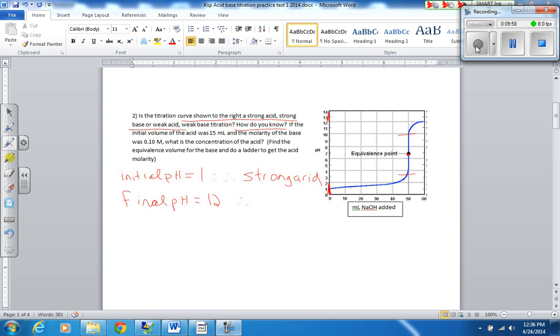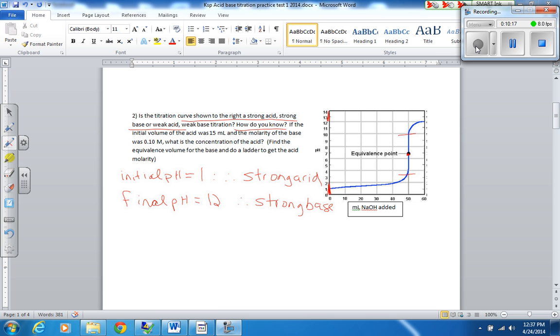Talking about the base? Yeah. It depends. If you end basic, yes, it's talking about the, oh, let me back up. Hang on. I'm going to answer that a little differently, but we'll get back to that. Let's finish this. So final pH is 12. Therefore, strong, we started with an acid, we're ending with a base.